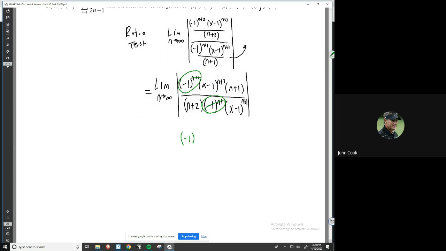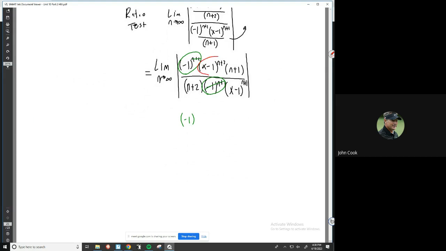And then let's see here. I've got x minus 1 to the n plus 2 and x minus 1 to the n plus 1. So I'll be able to take out all of the n plus 1 from here, leaving me just with one of the x minus 1s, and that'll also be in the numerator. And then the stuff that I have left over, I've got to just leave. I've got an n plus 1 and also an n plus 2. That's the only thing that's left over, that n plus 2 in the denominator.